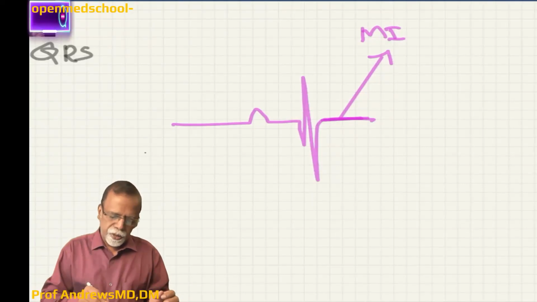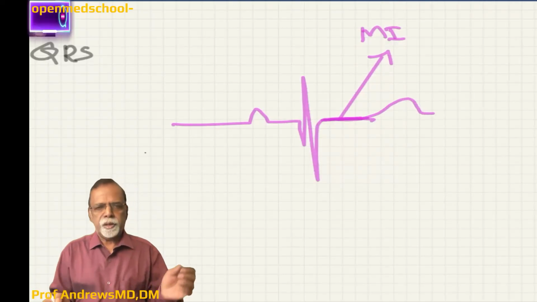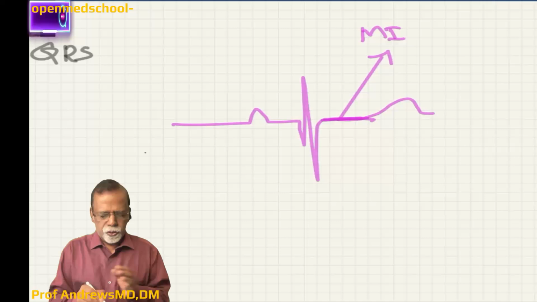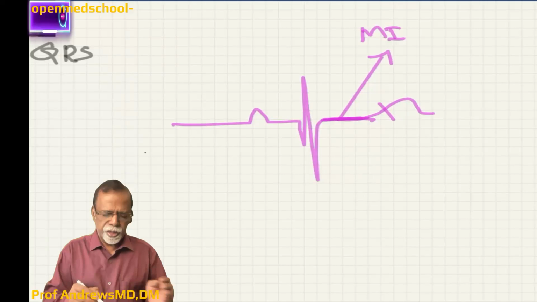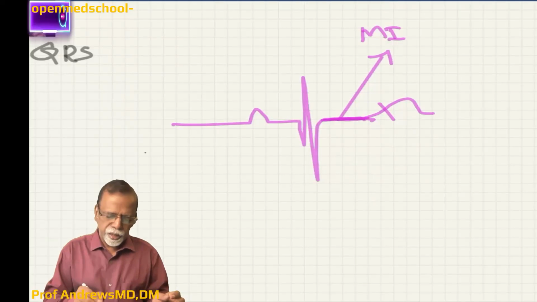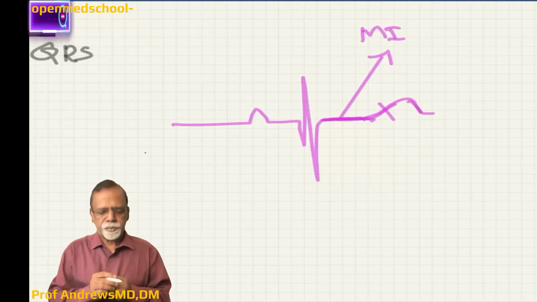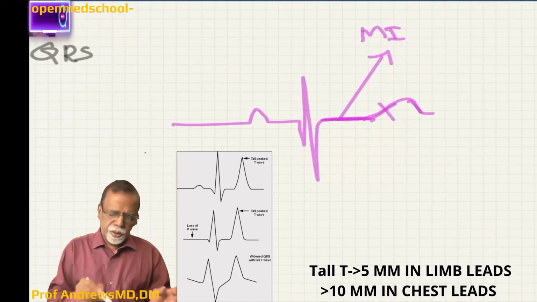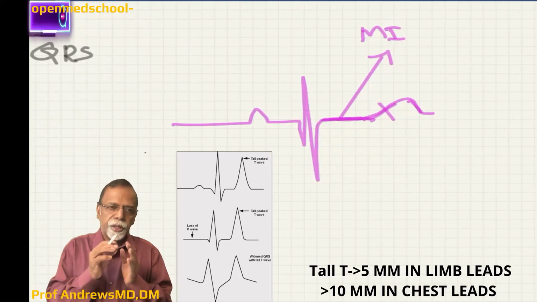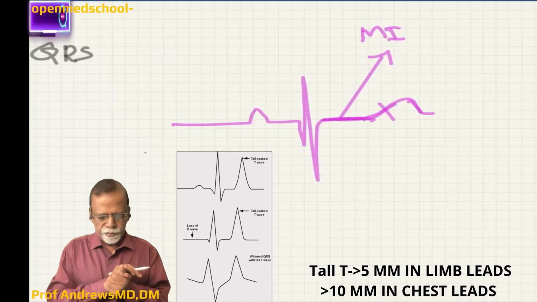Then the ST segment gradually merges as the ascending limb of the T wave. So we can't exactly say where the ST segment ends and the T wave begins. It has an asymmetrical shape, with an ascending limb and a descending limb. The T wave is due to ventricular repolarization.